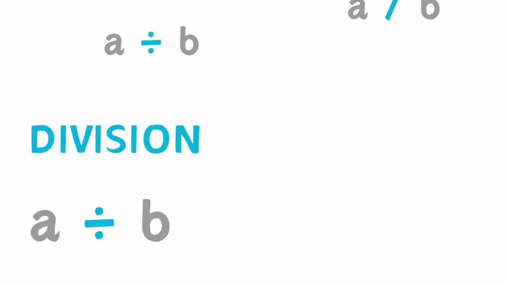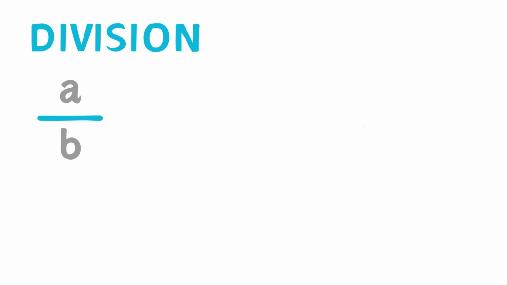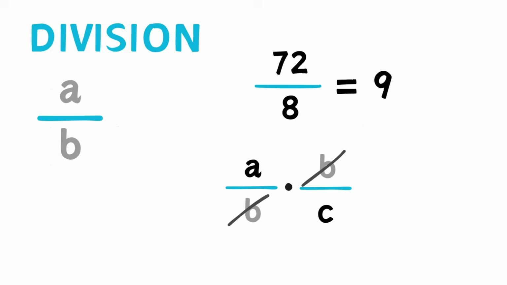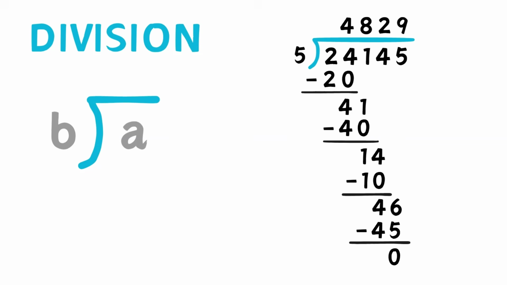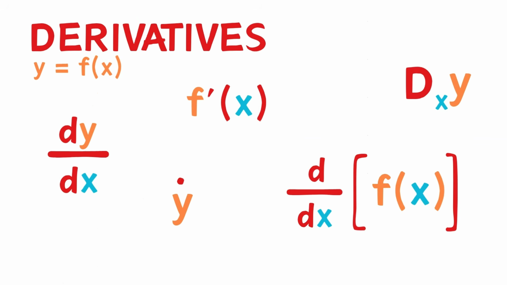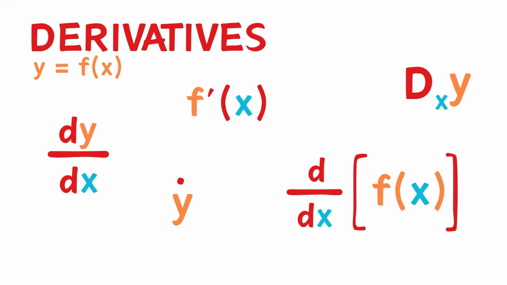For example, a divided by b is simple and clean, great for basic arithmetic. A over b gives a clear structure, especially in algebra. And this method of writing division is super helpful for long division. Same idea for derivatives. F prime is short and clean when dealing with single variable functions. dy over dx makes it obvious what variables you're differentiating. This notation treats the derivative like an operator and is super useful in advanced math and physics. Each one is valid and each is useful depending on what you're doing.